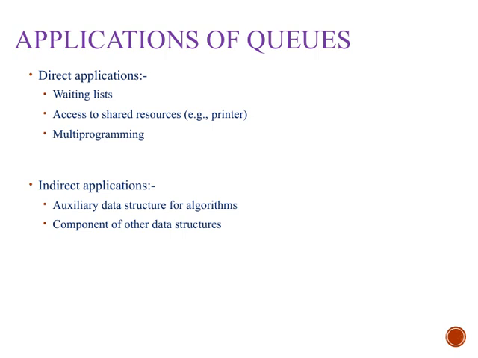Multiprogramming is also a key application, where multiple programs are managed by the operating system, often using queues to schedule tasks efficiently. Now, moving on to indirect applications. Queues serve as essential auxiliary data structures within algorithms, helping to manage the flow of data and control processes. They are also fundamental components of other data structures, such as graphs and trees, enabling efficient traversal and manipulation. Recognizing these applications helps us understand how queues are deeply integrated into both everyday systems and complex computational processes, reinforcing their importance in the broader context of computer science.